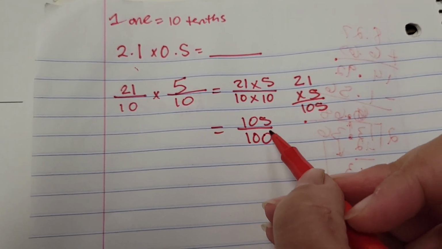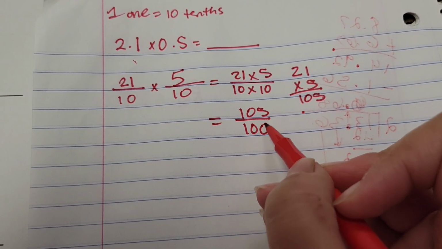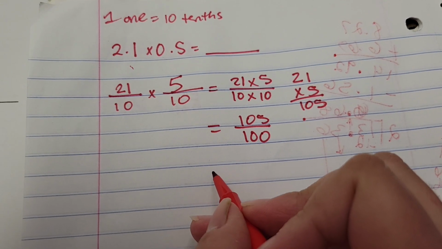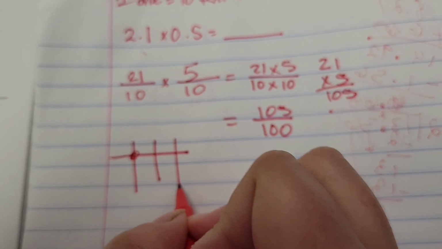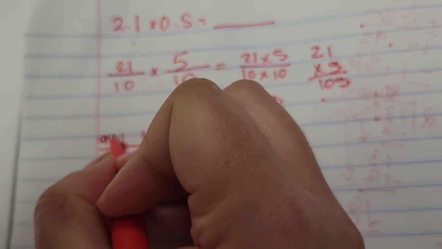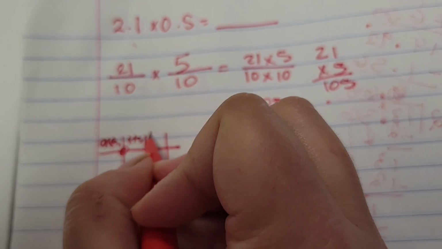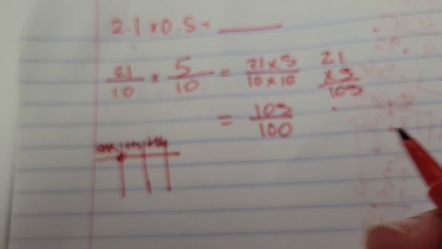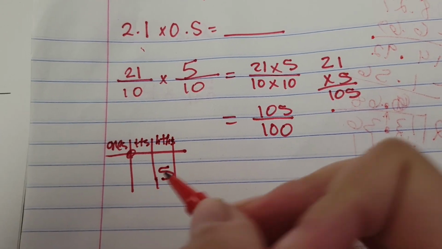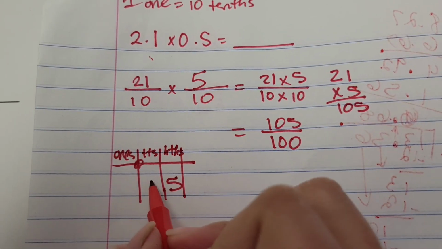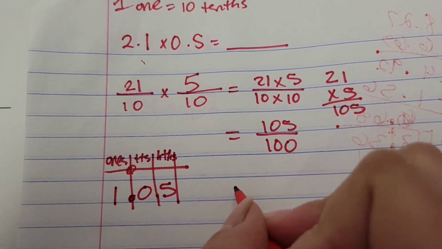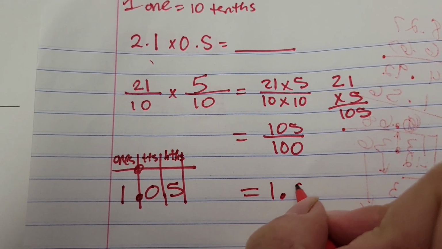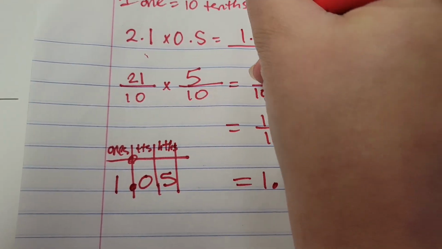So what this tells me is that the 5 is going to be in the hundredths place. So if I was looking at my place value chart, all right, here's my ones, here's my tenths, and here's my hundredths. Okay, so my 5 is in my hundredths place, which means my 0 is going to be in my tenths and my 1 in my ones place. So my answer would be 1 and 5 hundredths.